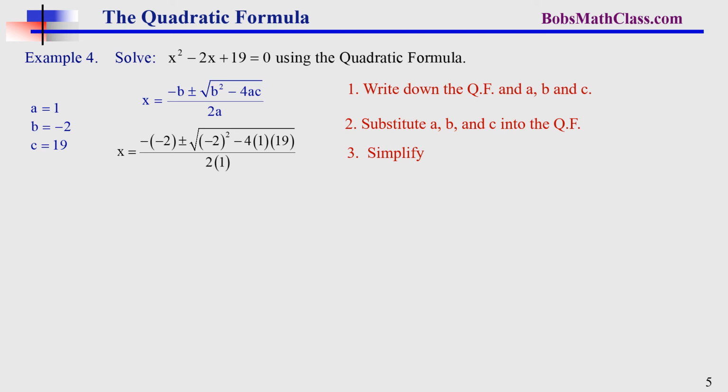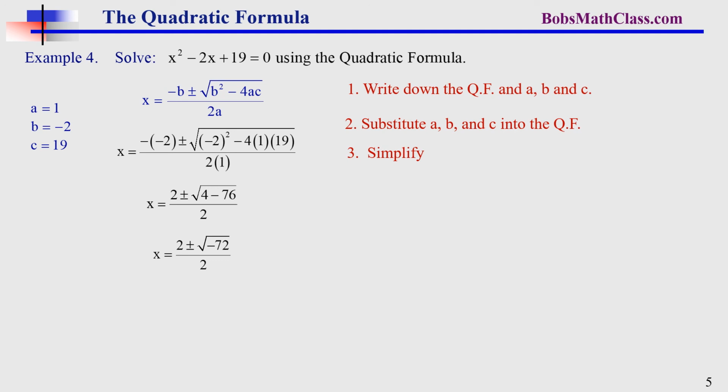So there's that negative 2 in front. That turns into a positive 2. And inside, make sure we have the negative 2 inside parentheses. So negative 2 times another negative 2 is positive 4. And then the 4 times 19 is 76. So we have 2 plus and minus the square root of 4 minus 76 all over 2. Keep simplifying inside the radical. 4 minus 76 is negative 72.